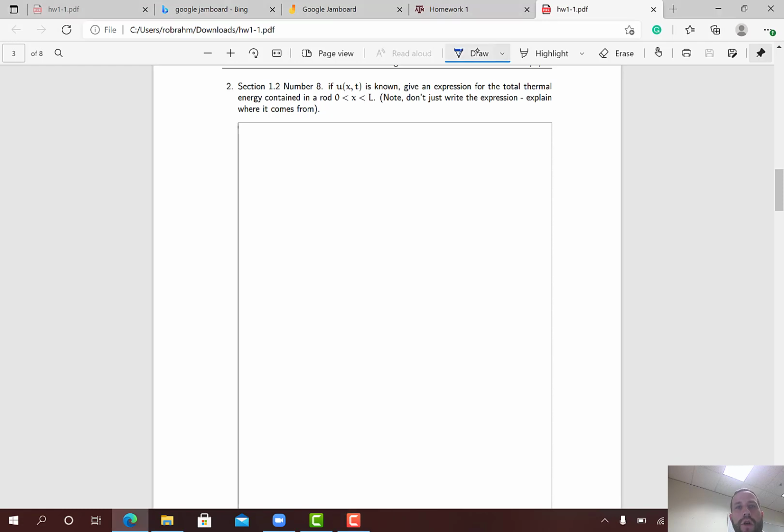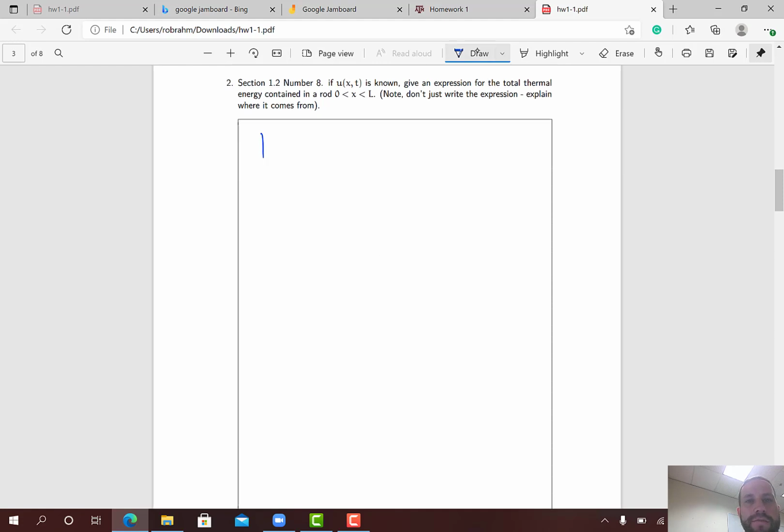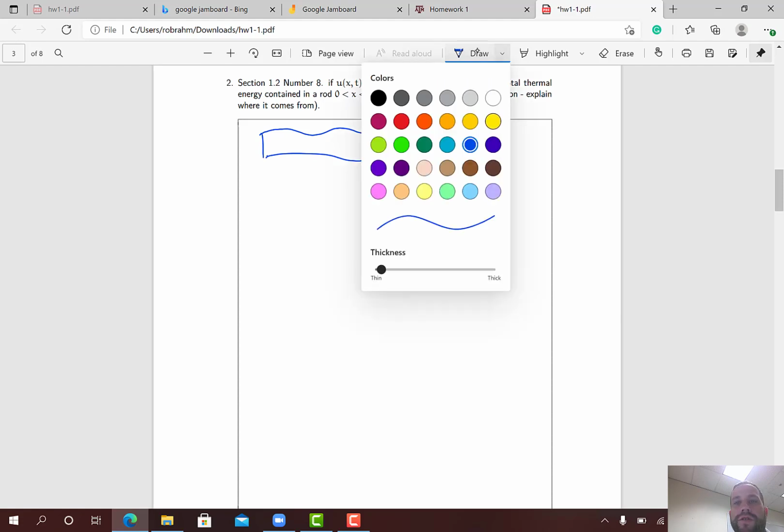Okay, so I'm going to do this problem. We have the temperature distribution known. I want to give an expression for the total thermal energy content contained in a rod. I didn't state this explicitly, but I'm going to assume that the rod is not homogeneous. The area of the rod could vary, the composition of the rod could vary, and so forth. What I'm going to do is the following.